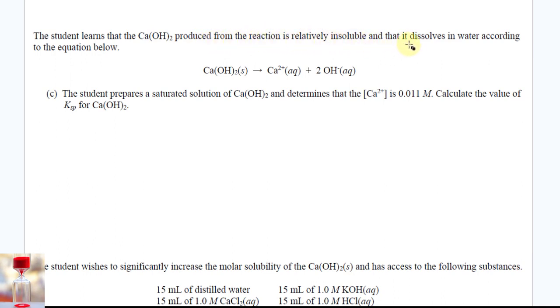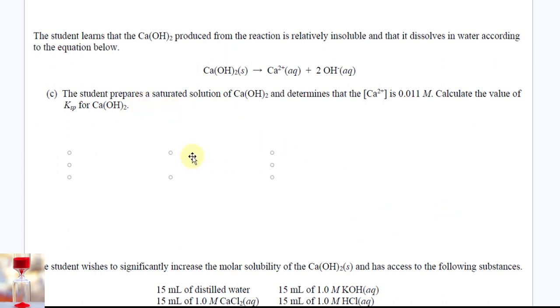So we've got a student, and they learned that calcium hydroxide produced in that last reaction is relatively insoluble, and that it dissolves in water according to this equation. So we've got a solid dissolving into calcium ions and hydroxide ions. The student prepares a saturated solution to reach this maximum solubility and determines that the calcium ion is 0.011 molar. Calculate the value of the KSP for the calcium hydroxide.